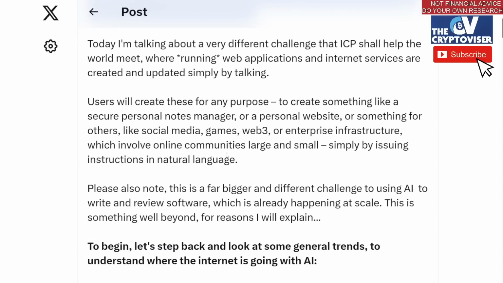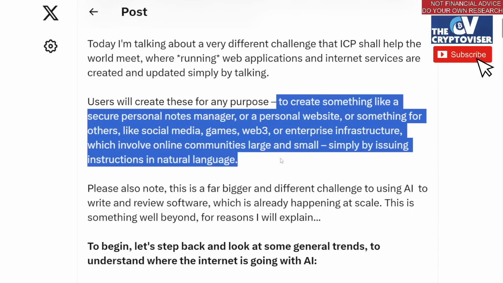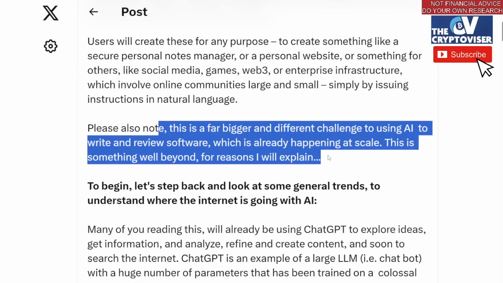He said he's talking about a different challenge that ICP shall help the world meet, where web applications and internet services are created and updated simply by talking. Users, he says, will create these for any purpose, to create something like a secure personal note manager or personal website, or something for others like social media, games, Web3, simply by issuing instructions in a natural language. He said, also note this is a far bigger and different challenge to using AI to write and review software, which is already happening at scale. This is something well beyond.